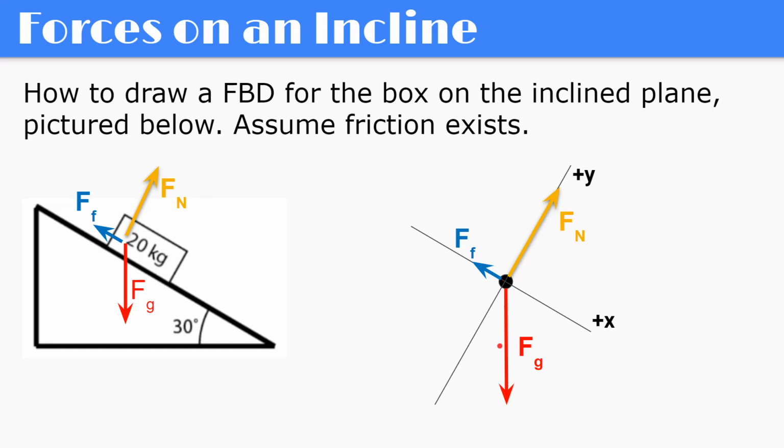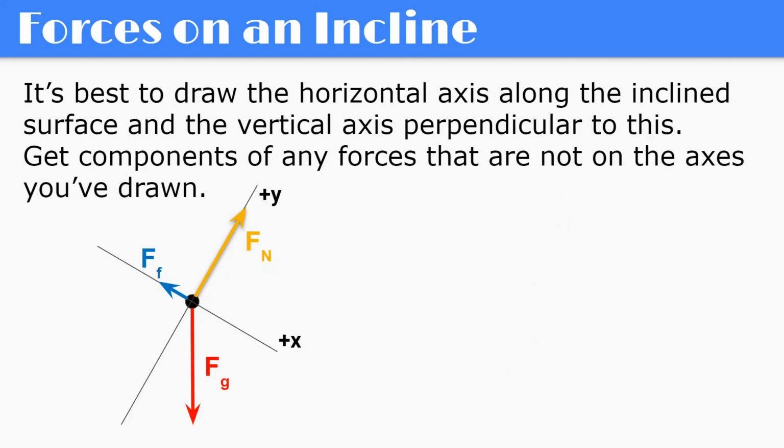All right, could you do it the other way? Yes, you just have more work to do. So here is my free body diagram, based on that scenario we just had. And again, I already said this, it's best to draw the horizontal axis along the inclined surface and the vertical axis perpendicular to this. Get the components of any forces that are not on the axes you've drawn. That's the same step we've always done. If it's not in the x or the y direction, we need to get components.